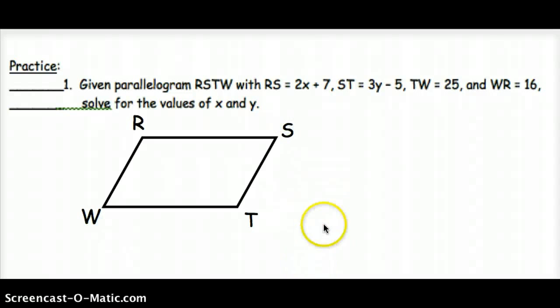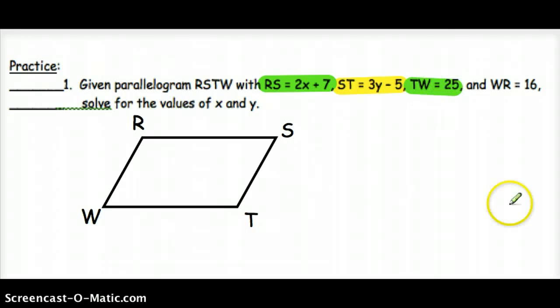Okay, so the next thing we need to do is look at the information they're giving us. Well, they're giving us that RS is 2x plus 7. I have ST as 3y minus 5. I have TW is 25. And WR is 16.